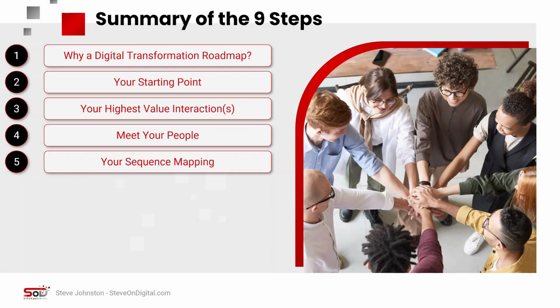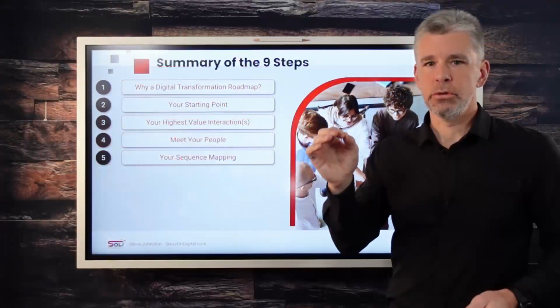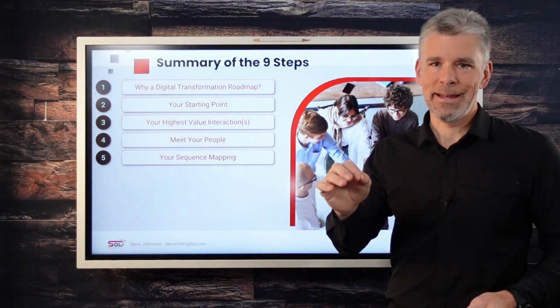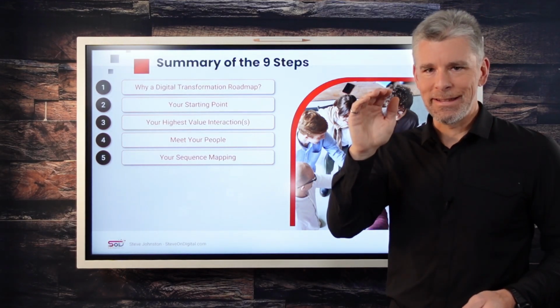Step number 5 is directly related to step number 3. You found out your highest value interaction. You need to map it. Again, not an easy step, but you need to map it in detail.